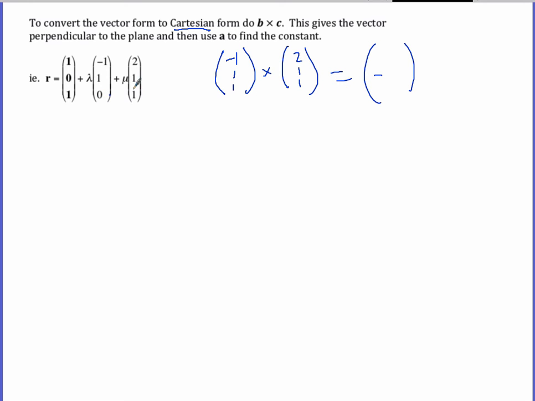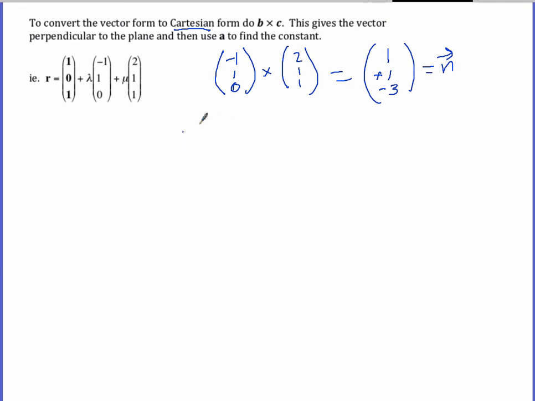Oops, I wrote down the wrong thing here. That's a 0 right there. Okay, sorry. So 1 times 1, we get a 1 here. And then over here, we're going to get a negative 1, negative 1, so it's going to be a positive 1. And then we're going to get a negative 3. Okay, so this is a normal to the plane.